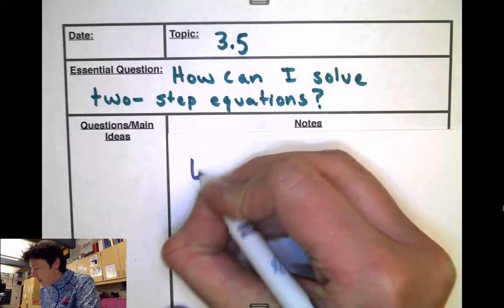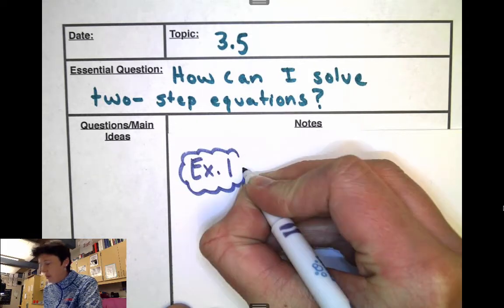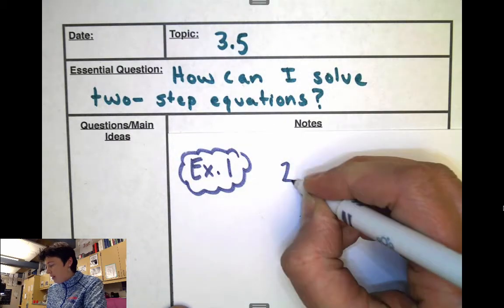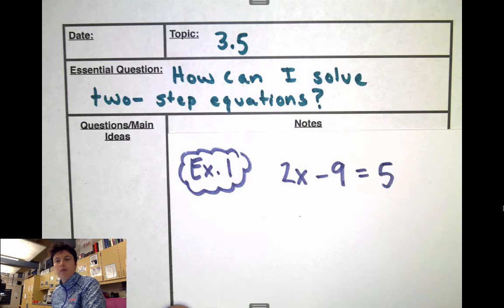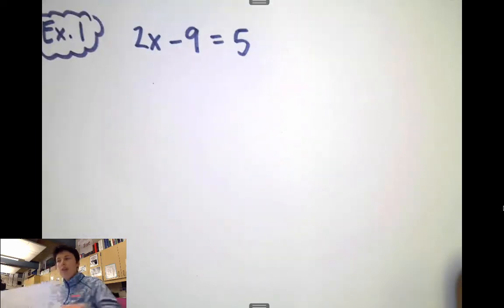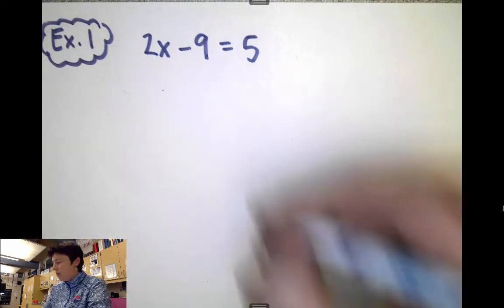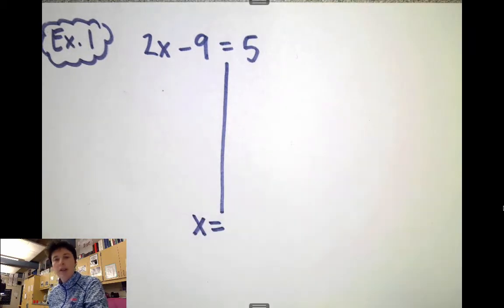So I'm going to make an example, example 1, and show you a two-step equation. Here's a two-step equation. Let's say I had 2x minus 9 equals 5. What I'm trying to do here is solve for x. I want to know what x equals. So I'm going to put my line down the middle and picture x equaling an answer at the bottom. The goal is to get there.